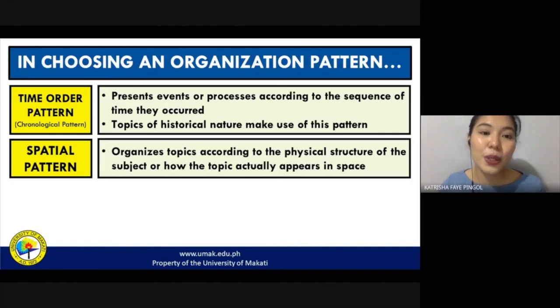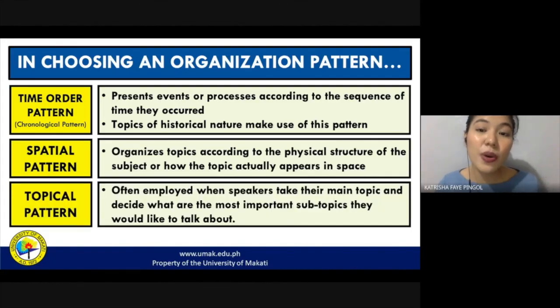Next is what we refer to as the spatial pattern. In spatial organization pattern, we organize topics according to the physical structure of the subject, or how the topic actually appears in space. This pattern is very useful, especially if you want to describe things or experiences. You could describe them as you see it, okay? That's a spatial pattern. Probably the most common organization pattern, especially in speech writing, okay, is the topical pattern, wherein the speakers take their main topic and decide what are the most important subtopics they would like to talk about. So again, you organize your information based on the topics that you want to talk about.